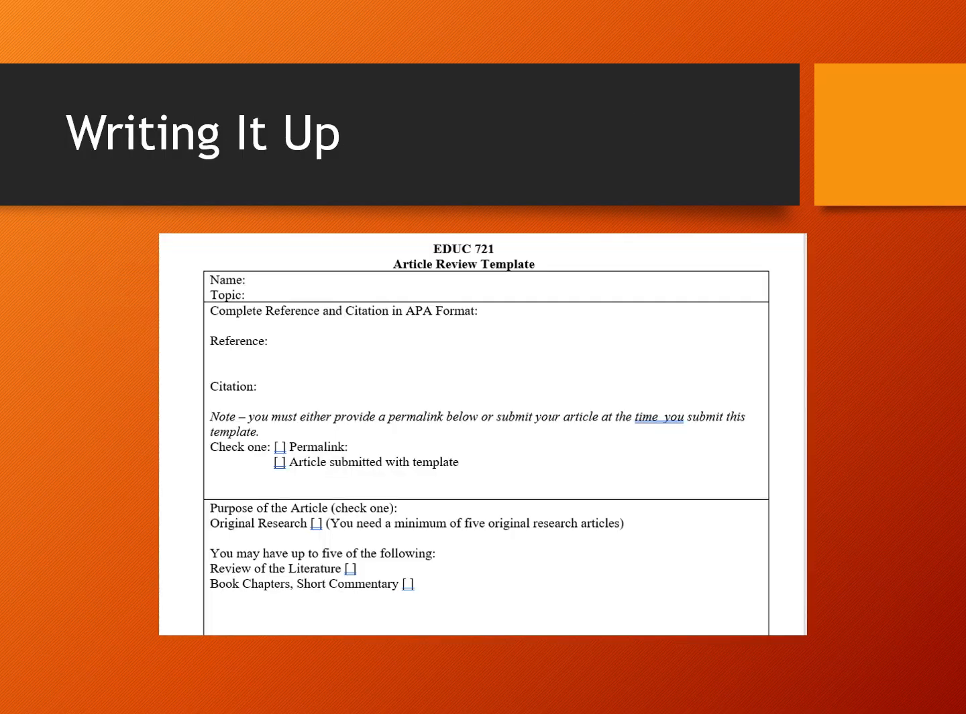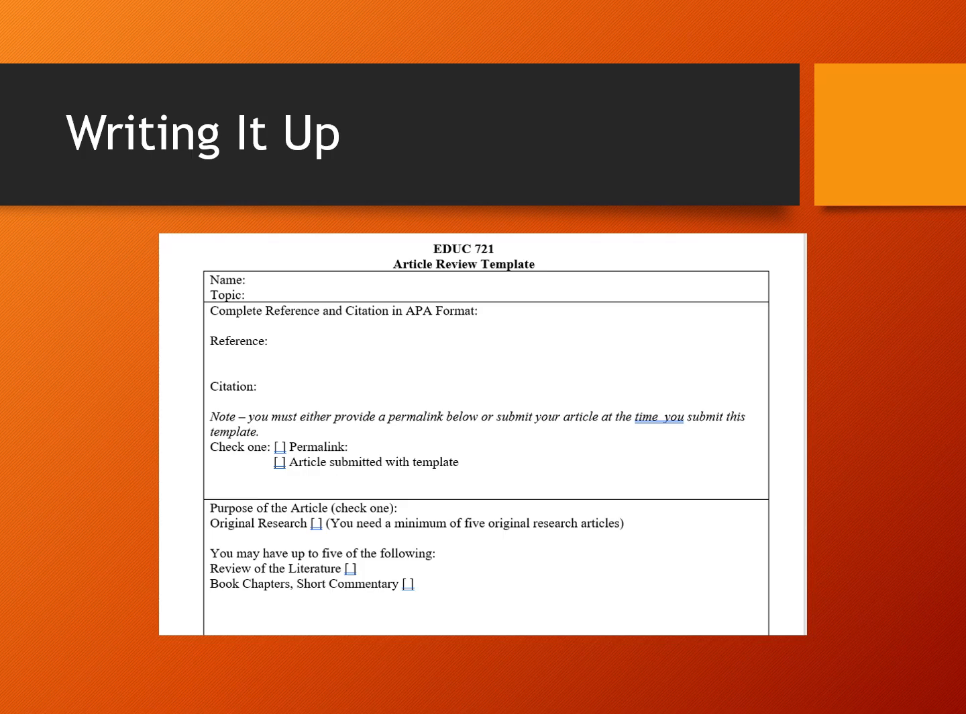Now let's think about how we're going to write up the non-research article. First of all, you're going to use the same article review template that we've been using in class to write up the research articles. You're going to put your name and the topic at the top. You're still going to put the reference and the citation. You're going to provide either the permalink or you're going to submit the article as a PDF with the template. Remember, there must be one template for each article that you do.